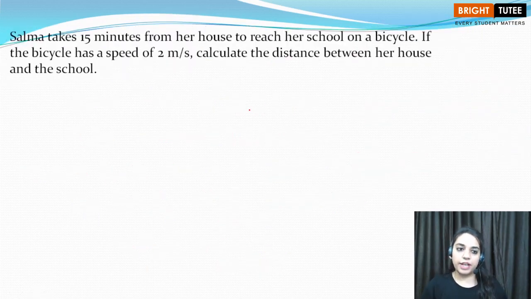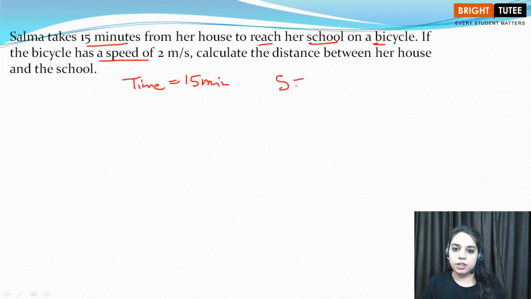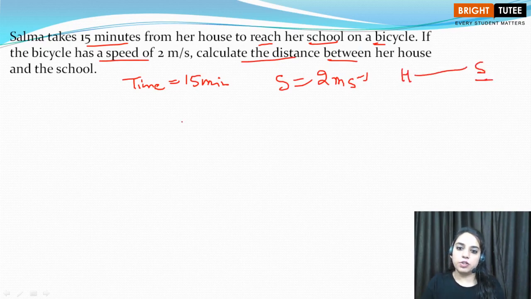So let's move ahead to the next question children, which is: Salma takes 15 minutes from her house to reach her school on a bicycle. So she is traveling to her school by bicycle and the time taken by her is 15 minutes. Okay, and if the speed of the bicycle is 2 meters per second, you have to calculate the distance between her house and the school. So children, we know the formula speed is equal to distance divided by time. So now we have to calculate the distance. So the formula will become speed into time.